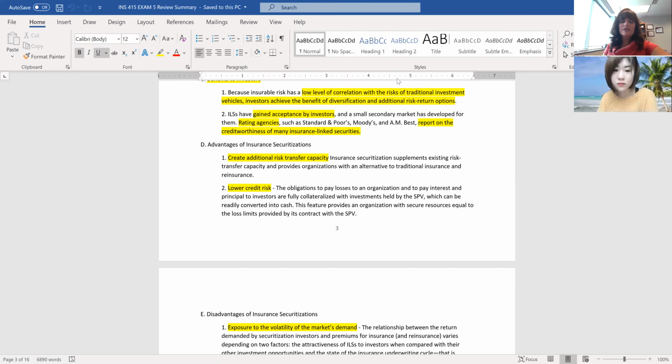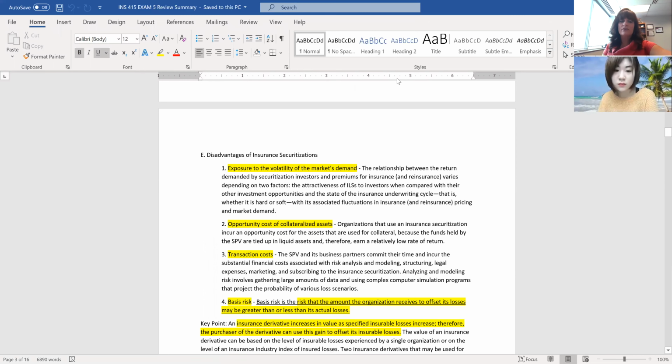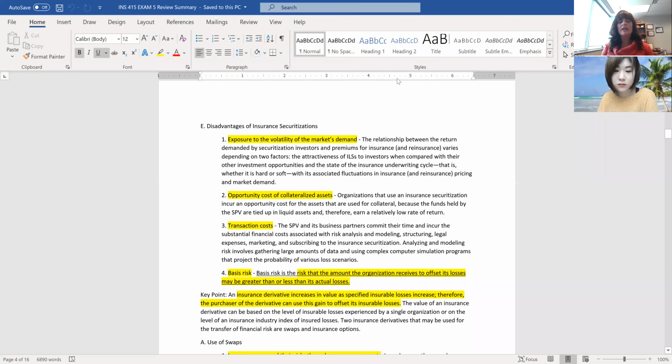The disadvantages are there's some exposure to the market demand. So depending on if the market is soft, which it's now in a hardening, if it's in a soft market, investors may not want to invest as much, so they won't have a lot of, they don't want to put their monies into this investment. What could I do with those monies?